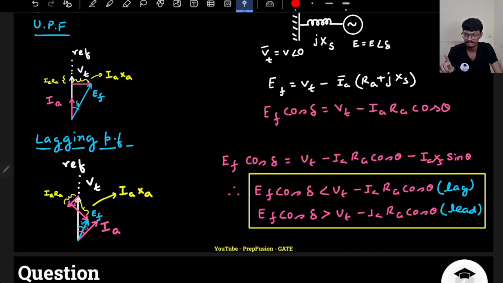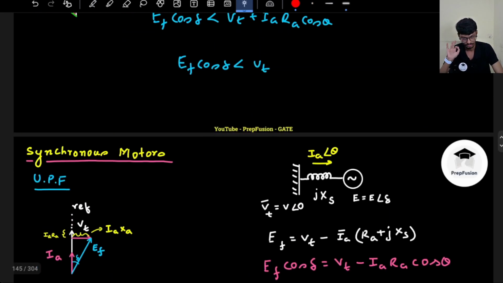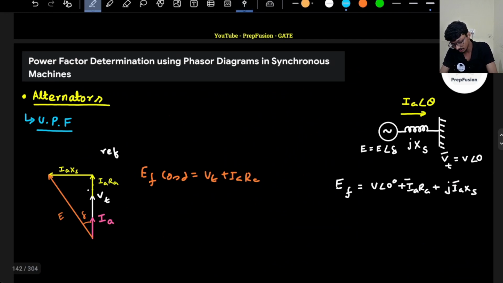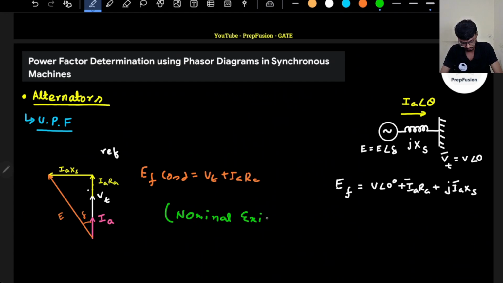So remember for generator, for motor, you just keep it opposite. So in case of a unity power factor, that's why we call it as nominal excitation, because the IF required is nominal.